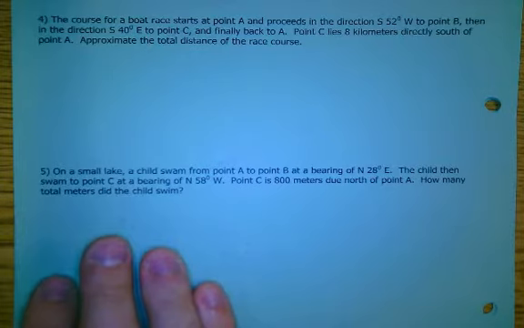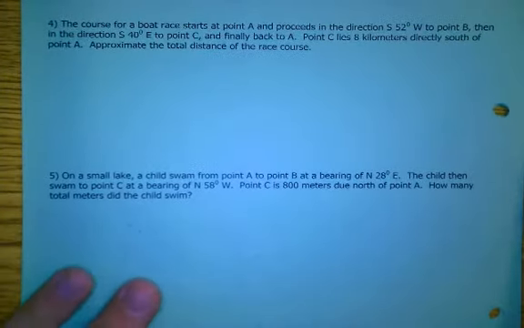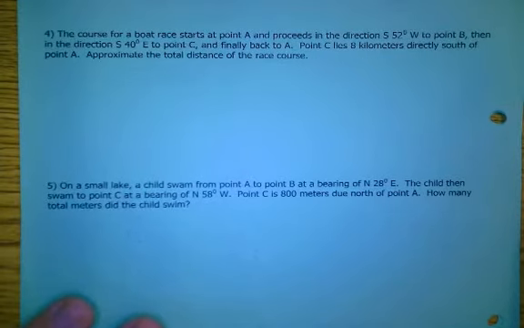So we've got the course for a boat race that starts at point A, proceeds in the direction of south 52 degrees west to point B, then the direction south 40 degrees east to point C, and then finally back to point A. Point C lies 8 kilometers directly south of point A, and that's approximately the total distance.